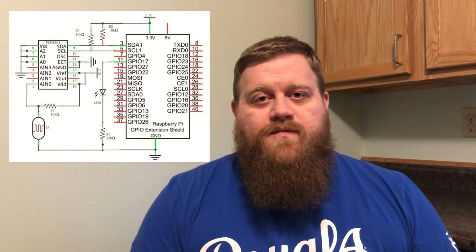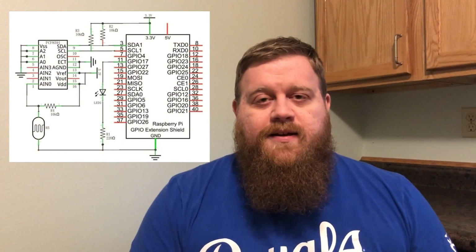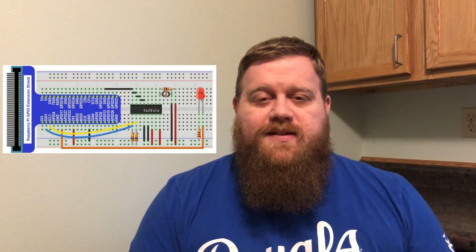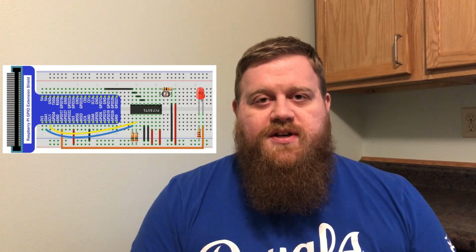Today, we'll be taking a look at photoresistors. Photoresistors vary in resistance based on the amount of light they get. More light means more resistance, less light means less resistance. We can then measure the voltage crossing the photoresistor and use that information to do things. I'll be using that information to vary the brightness of an LED. Let's go take a look at it.